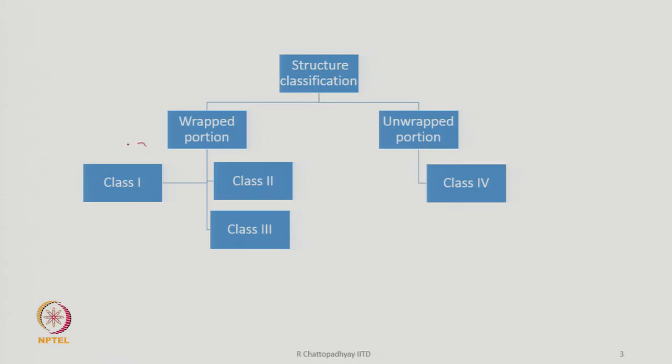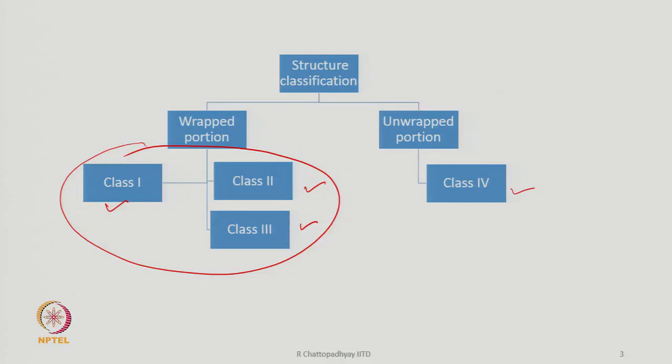Now, we will further classify the wrapped portion into three categories: class 1, class 2, and class 3. And the unwrapped portion will be called class 4. If we study the surface of the yarn, we will find that the wrapping portions are also not exactly the same. There are different types of wraps, known as class 1, class 2, class 3 types of wraps. Different people have classified them differently, but generally we can say there are three different types of wraps, and some part of the yarn is not showing any wraps, and that will be known as class 4 type of part of the yarn.